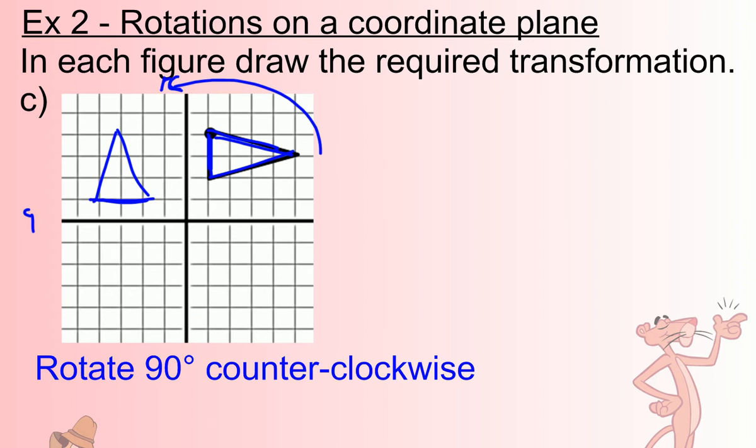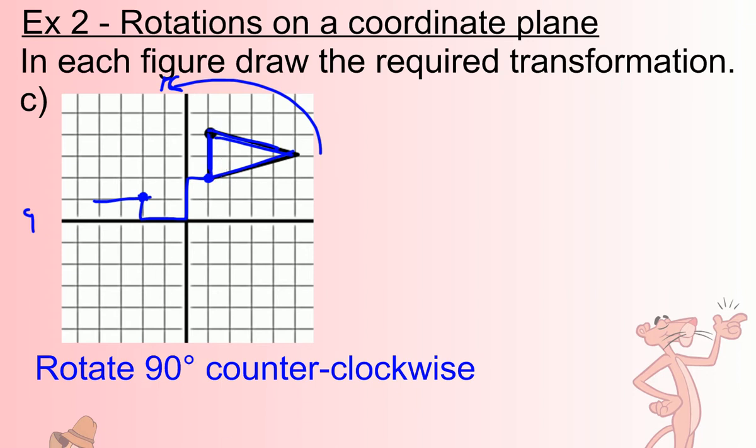Now I can actually start getting some of the details now that I know what it's going to look like in my head. So here is that point. I went up 2 over 1, over 2, up 1. That is that 90-degree rotation. And now it's just a matter of filling in the image. So I go 2 this way, it's there.